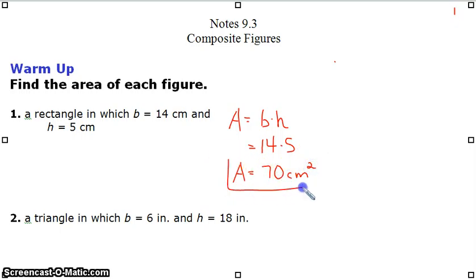Remember, this is a two-dimensional shape. When you take one dimension times another, you'll get two dimensions, and so it is squared. Area is always squared. Okay?